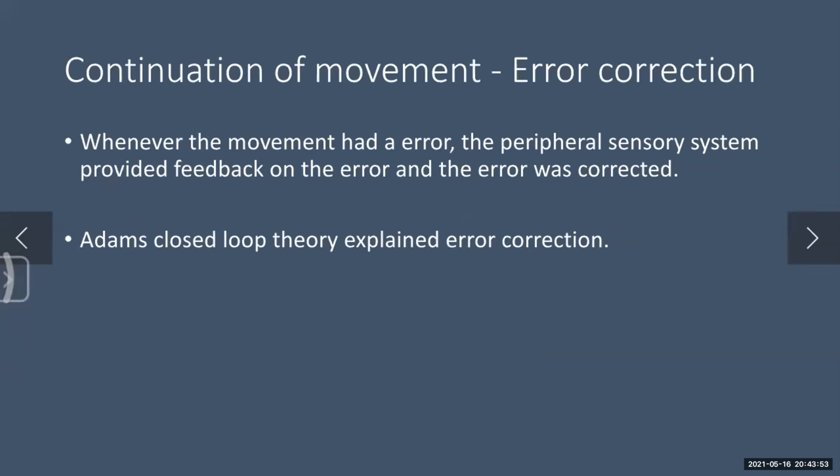The next one is how the movement is continuing. That is, as the person performs a movement, how does it come without an error? Whenever the movement was performed and it had an error, the peripheral sensory system provided feedback on the error, and the error was corrected. The major theory which came in was Adams' closed loop theory. I hope many of the seniors are aware of Adams' closed loop theory. Basically it tells that whenever a movement is happening, if the movement is not proper, then the feedback will go to the nervous system and the nervous system will correct it. That's how the error correction happened according to the reflex model.